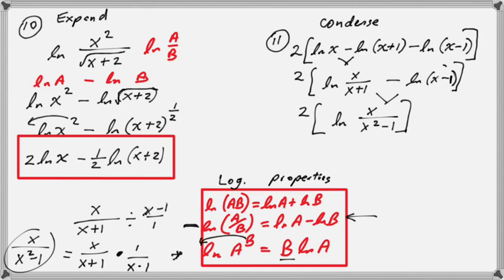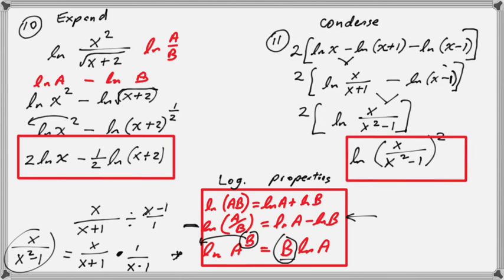Now I have the 2 in front of it, just like here. Could it go up as the exponent? So you're going to have something like this. There's different ways of writing it, but I believe that's probably the most common way right there.